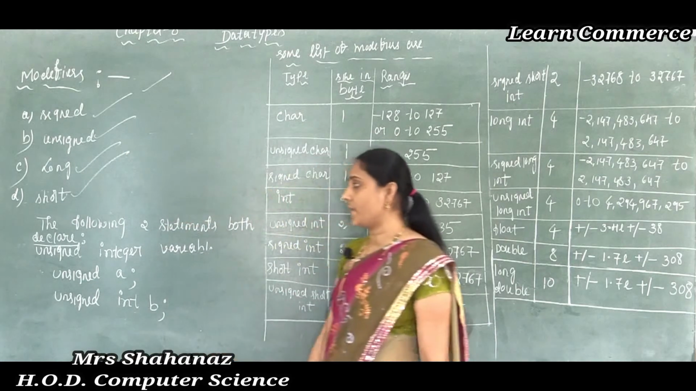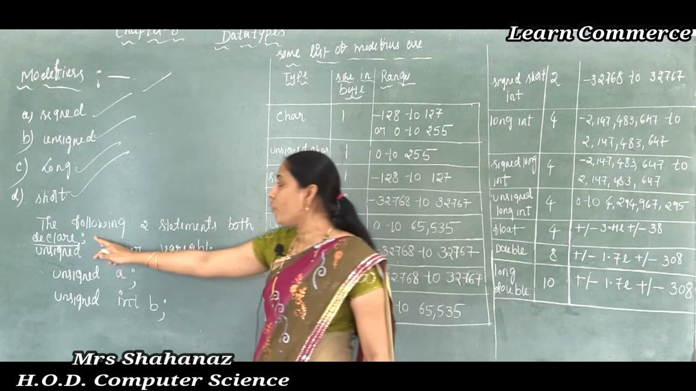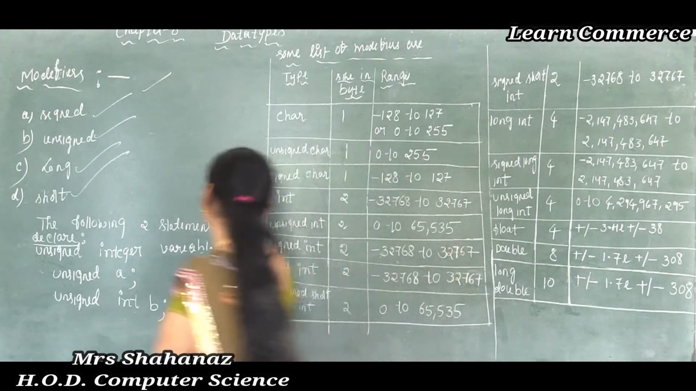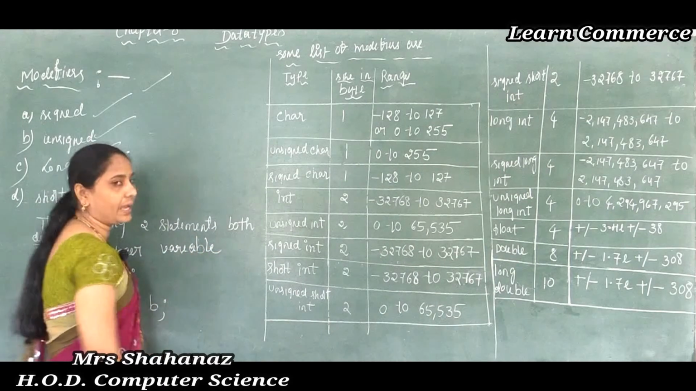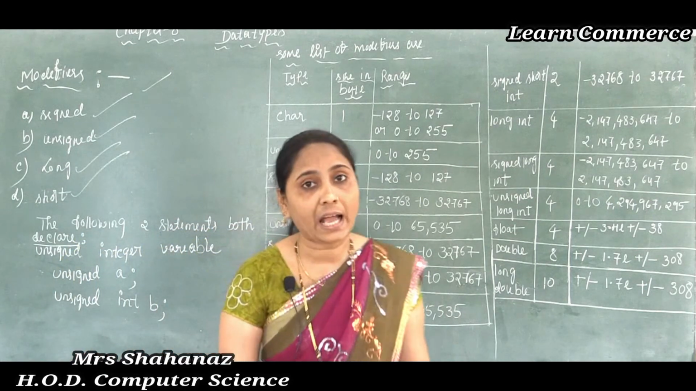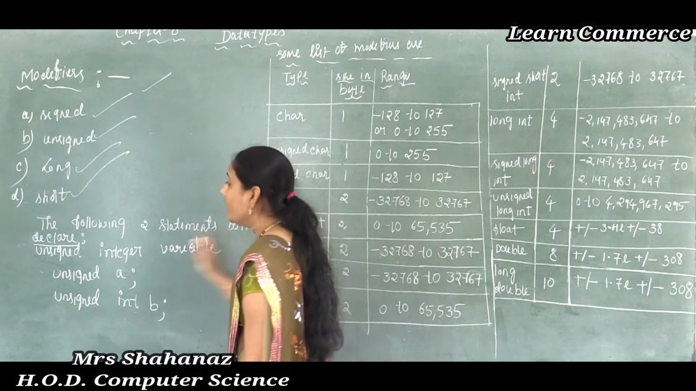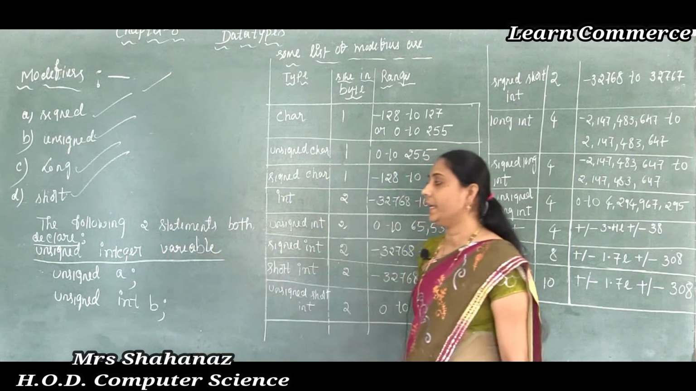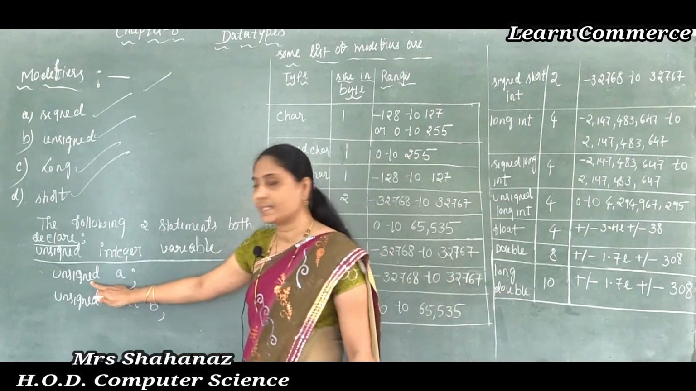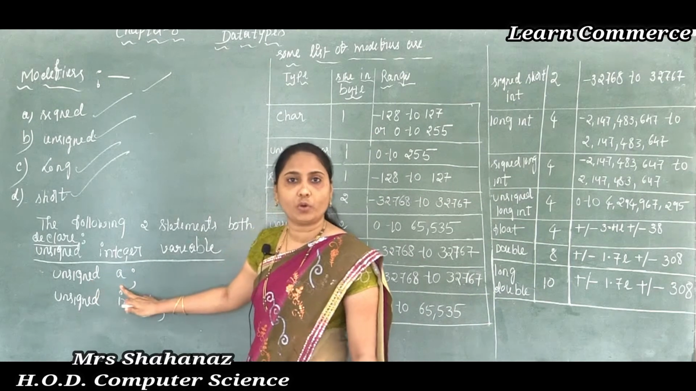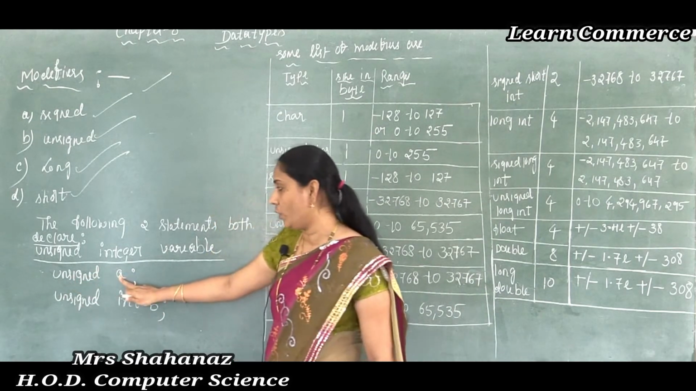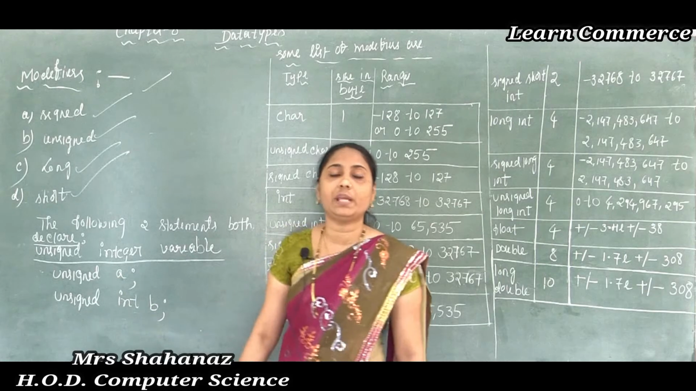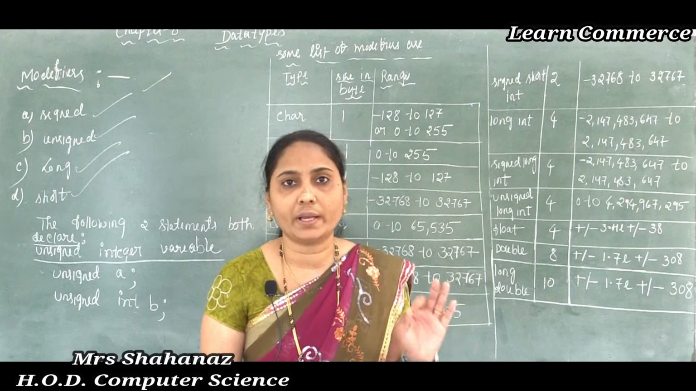Now let's see one example for the modifiers. The following two statements both declare an unsigned integer variable. Clear this point here? That means I am going to write one example, and such example declares the unsigned integer variable. The first example is unsigned a semicolon. Here a is the name of the variable, but such a variable has the modifier unsigned.